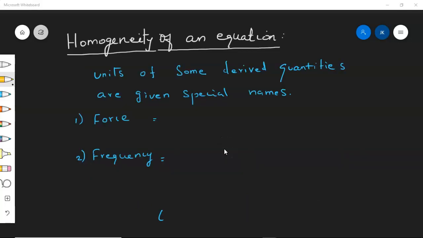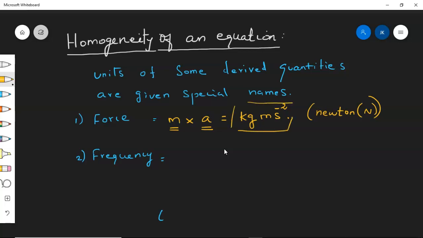Units of some derived quantities are given special names. Force. First write the formula of force: mass multiplied by acceleration. Unit of mass kilogram. Unit of acceleration meter per second square. It has another special name. The unit of force is known as Newton. So the kilogram meter per second square and Newton, these are all the units of force, and it is a derived unit because we derive these quantities from the basic quantities.